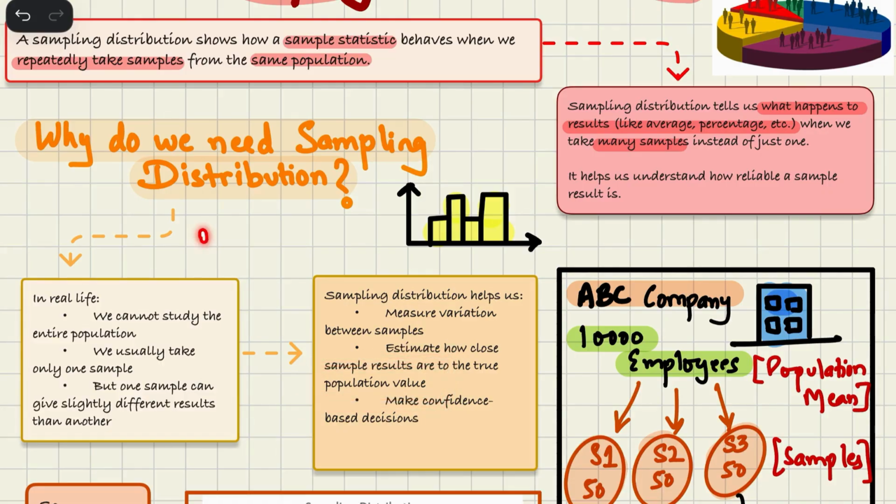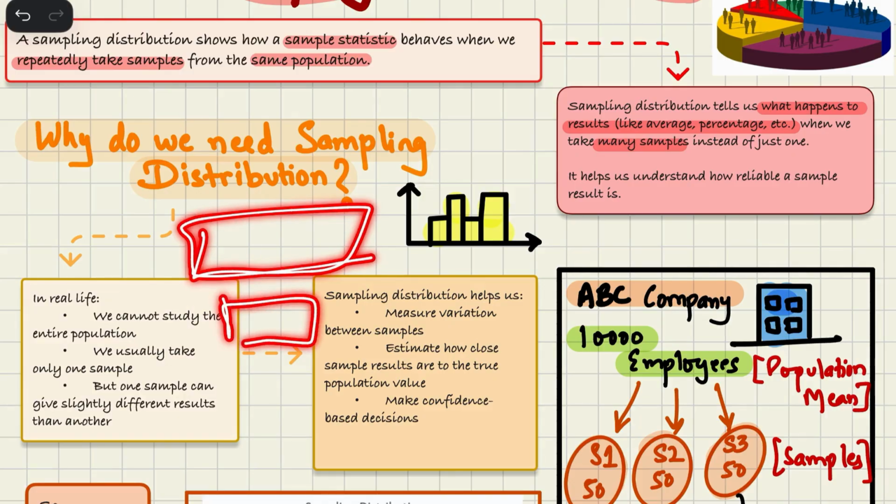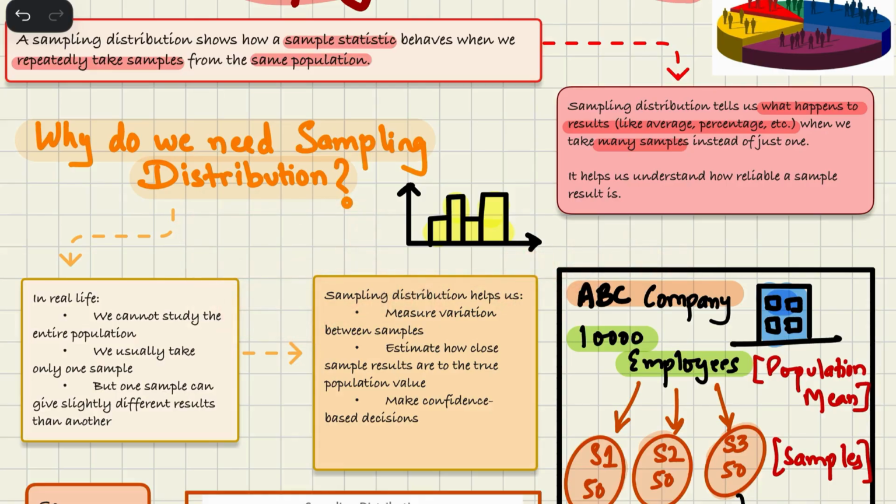The population is the entire data set, and the mean of the entire data set is known as the population mean. It is represented as mu. So it helps to estimate how close our sample result is to the population mean, and then it makes confidence-based decisions. That is why we need the sampling distribution in statistics.